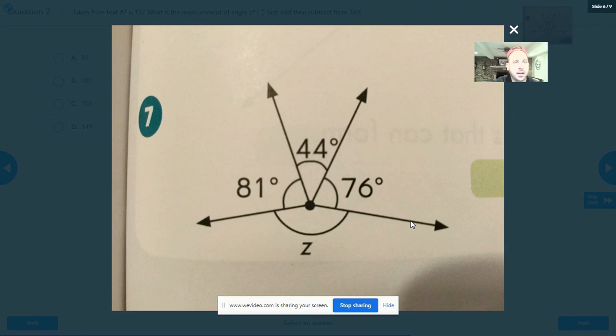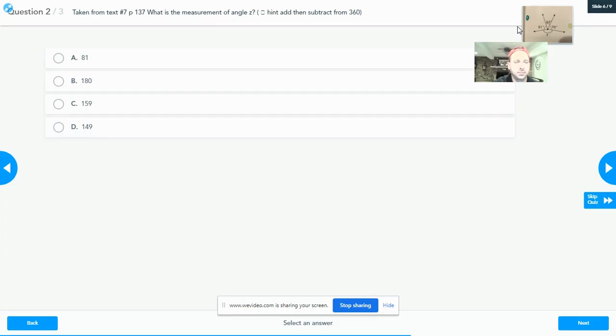Guessing you guys finished that. Obviously, it's not 81 because it's obtuse, clearly. It's not a straight line, so it can't be 180. So it looks like it could be one of these two. And if you did your math correctly, it should be 159.